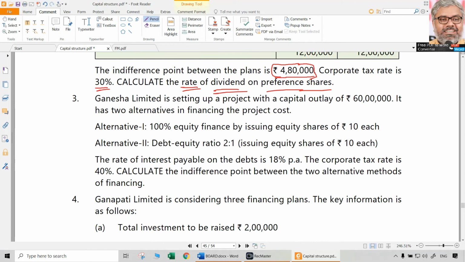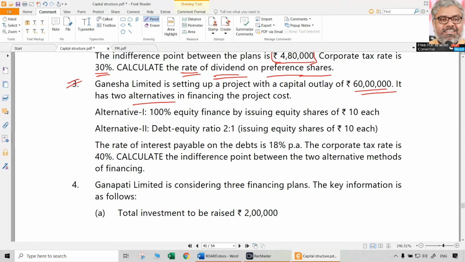Then, moving on to question number 3. Ganesha Limited is setting up a project with a capital outlay of 60 lakhs rupees. It has 2 alternatives in financing the project cost. First one, which is alternate 1, 100% equity finance by issuing equity shares of 10 rupees each. Alternative 2, debt equity ratio of 2:1, issuing shares of 10 rupees each. Again, debt equity ratio 2:1 means should be 40 lakhs and 20 lakhs. 40 lakhs debt, 20 lakhs equity.